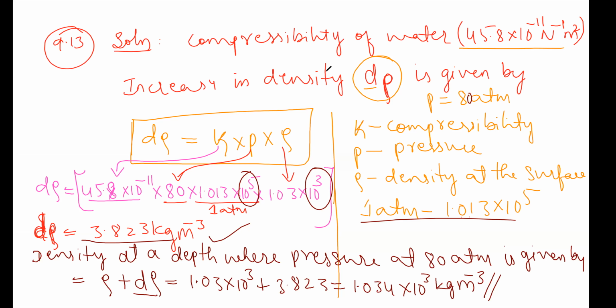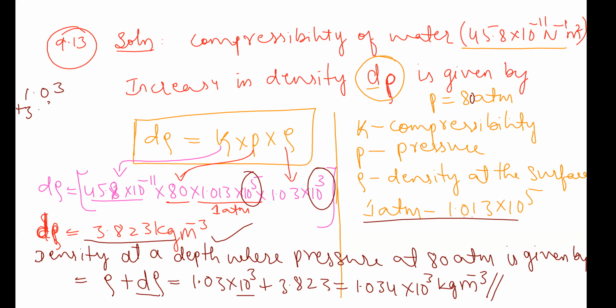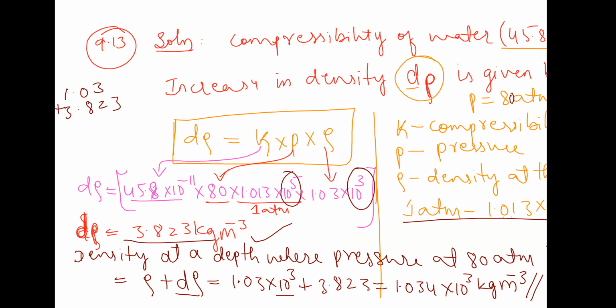So 1.03, that power we keep afterwards, plus we are adding 3.823. So how are we adding the decimal? We are adding like this. 3 as it is, 3 to 5, this one 8, and 3 plus 1 is 4. 4.853 we are getting. So yes, this much of an answer we are getting.